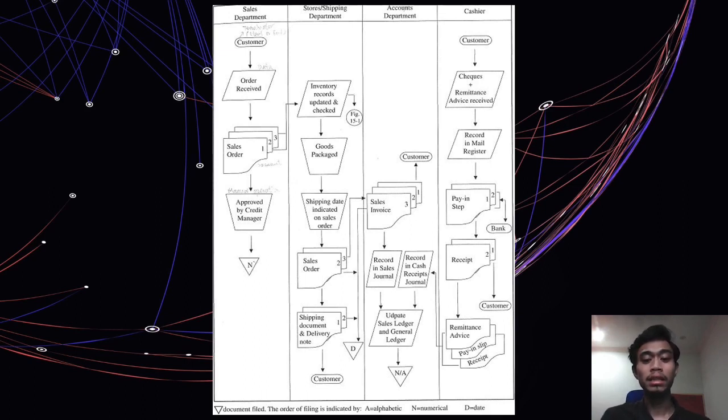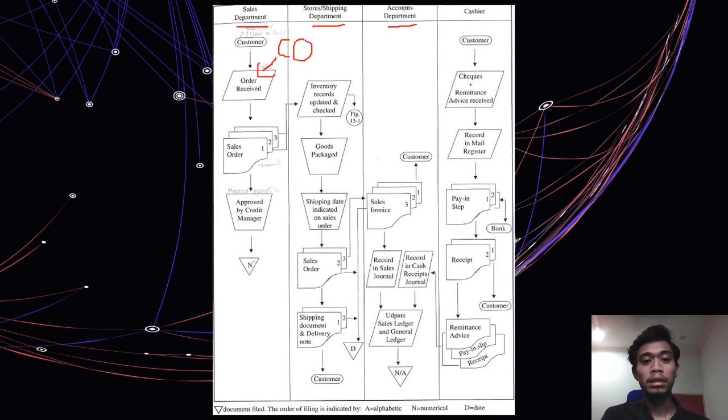So as we can see here in this flowchart, we have the sale department, shipping department and account department. I'm going to explain only 4 documents as I said earlier, which are the customer order, sale order, good delivery note and invoice. The first one, as we can see here from the sale department, when the customer comes to the shop, the sale department will receive the customer order. So this is where the customer order is issued by the customer and received by the sale department.